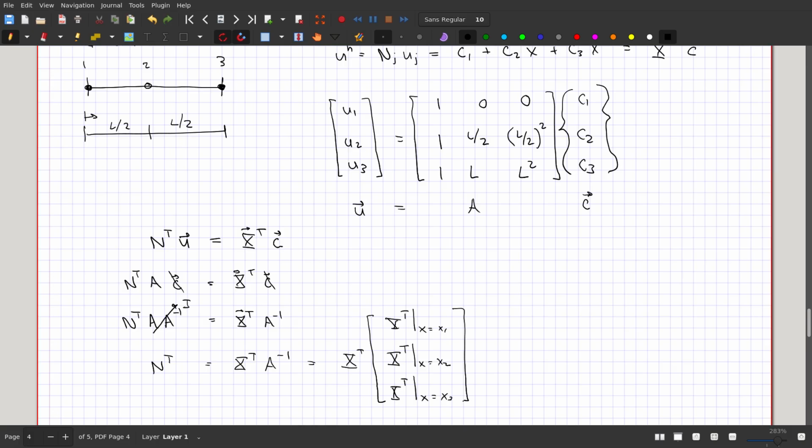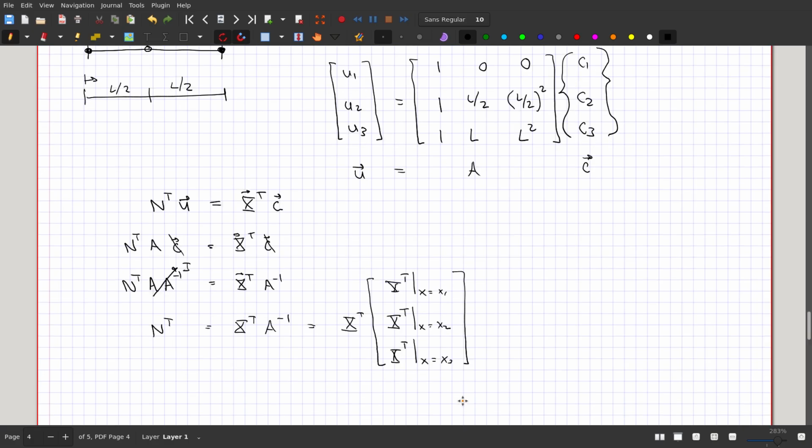So if you look at this, and what is this? Well, again, my basis is 1, x, x squared. I evaluated it at the first node. The location of the first node is 0, so that gives me 1, 0, 0. Location of the second node is L over 2, so then I have 1, L over 2, L over 2 squared. And the third node is at L, so I have 1, L, L squared. So that A matrix is just my basis evaluated at the nodes.